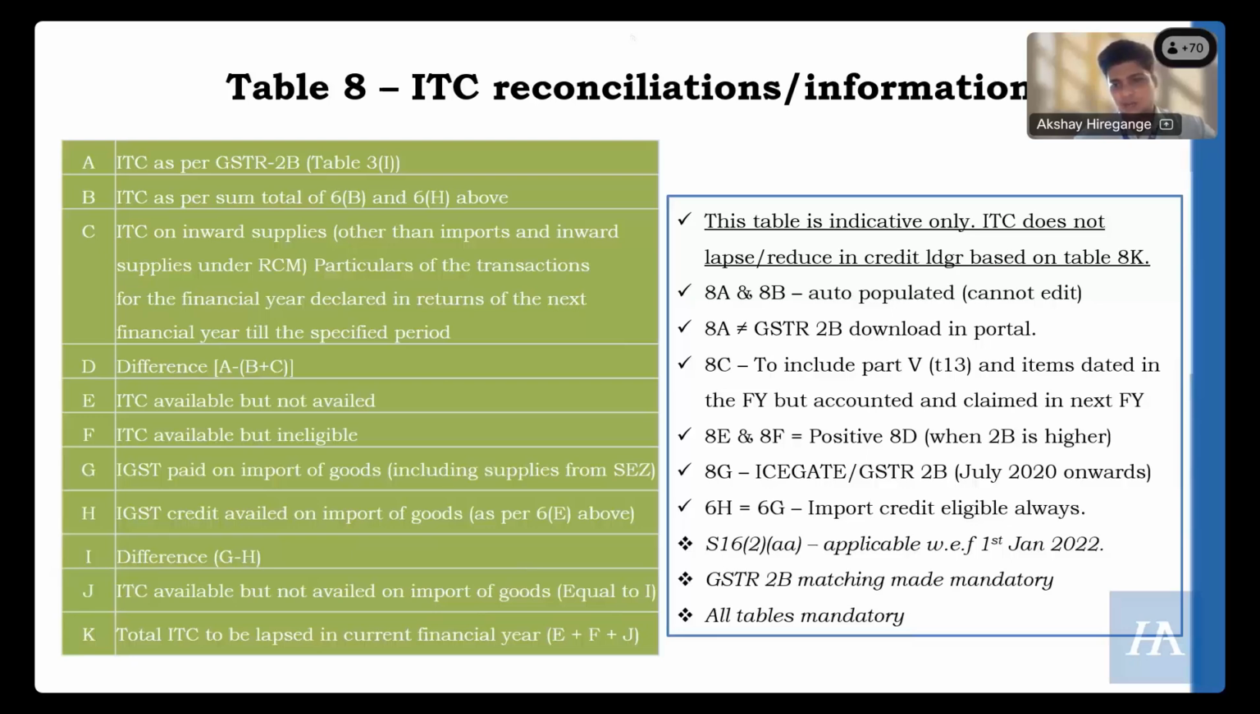So table 8 reco also we have discussed. Before we go to table 9, we will take any questions. I understand there is a lot of information given in the last 20 to 30 minutes. So any doubts with respect to ITC disclosure, if you have not understood, please let me know. We can discuss them here.